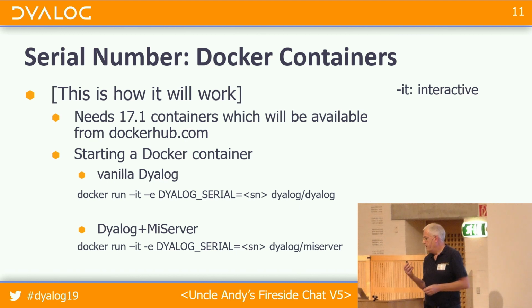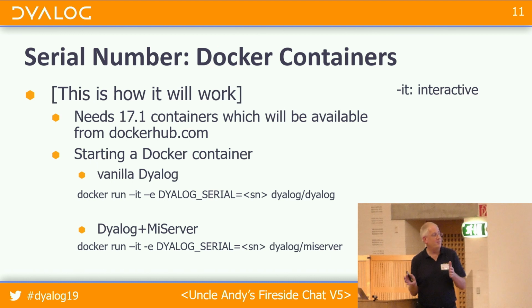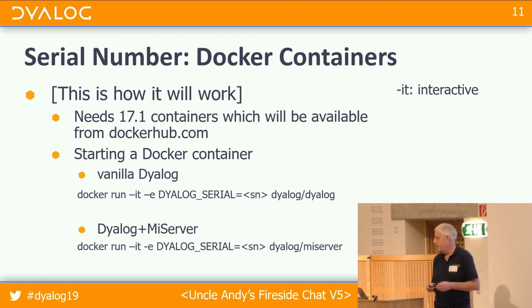So, what you have to do: we will be putting Docker images up on dockerhub.com. The basic one, in fact, will have nothing but a version of possibly Ubuntu or Debian, I'm not entirely sure which, with nothing but Dyalog APL installed in it. There will be a MiServer Docker container that has the operating system, Dyalog APL and MiServer.